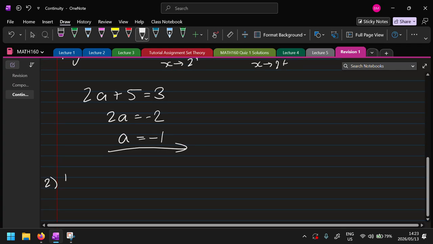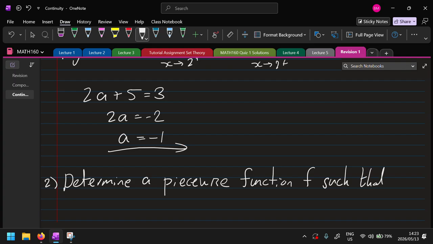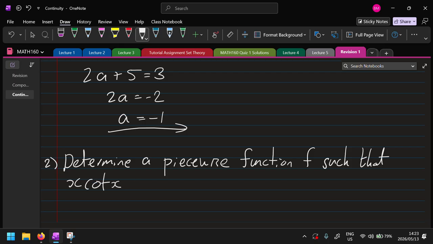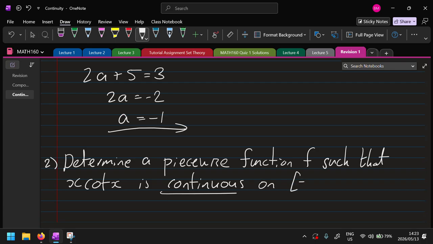Number 2. Determine a piecewise function f such that x cot x is continuous on -pi/2 to pi/2.